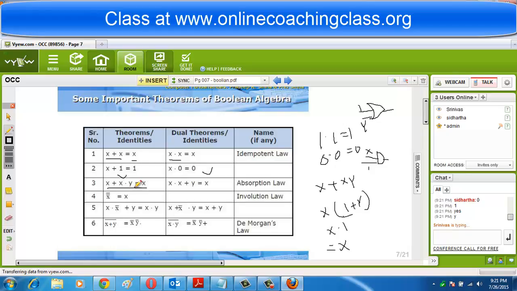In that way, we have to prove everything. And it is another law. x dot x plus y is equal to x. x double bar is equal to x. Now, how is it? Suppose the value of x is equal to 0. Now, what will be the value of 0 bar?